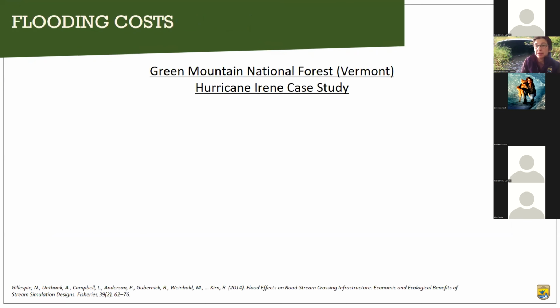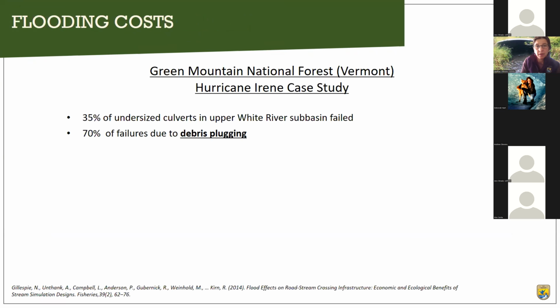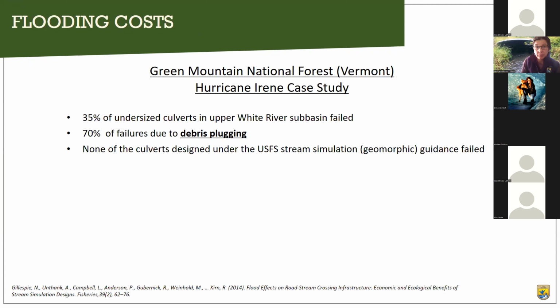So debris plugging as a failure mechanism is supported by the study that the U.S. Forest Service did in Vermont after Hurricane Irene. They found that 35% of undersized culverts failed in the upper White River subbasin, and 70% of those failures were due to debris plugging.